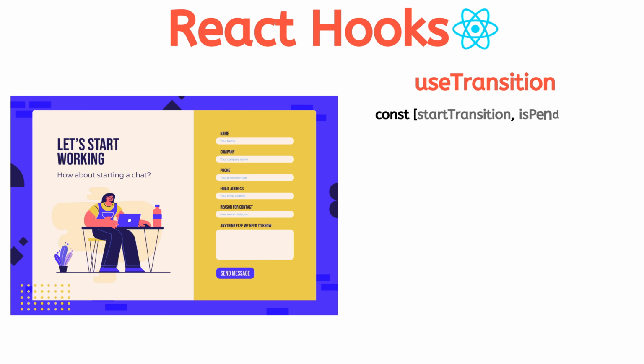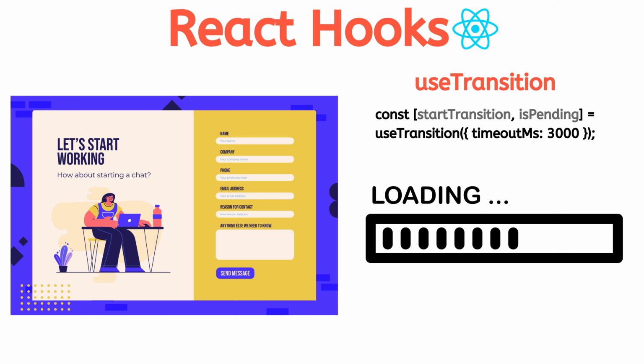So the next one is useTransition. To create a useTransition, it has a first parameter, which is startTransition, and the other parameter is the loading parameter, which is isPending or isLoading or something like that. The transition will take the timeout in milliseconds. If you have this transition and use isPending, it will show this loading piece on the page until we get the actual response to display to the user.